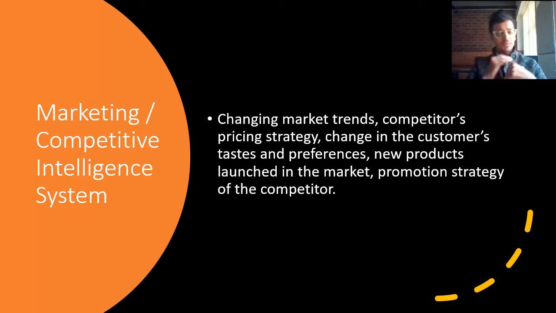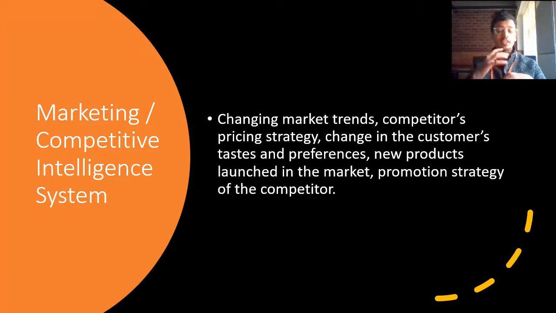So moving ahead from this, the second source of marketing information system is, as we see, marketing or competitive intelligence system itself. So in marketing information system, till now we saw internal records, whereas marketing or competitive intelligence system looks at external records more than anything. Things like what market trends are new.